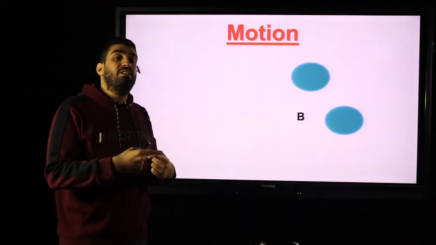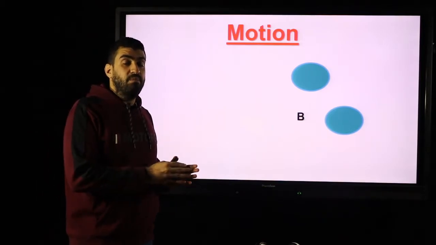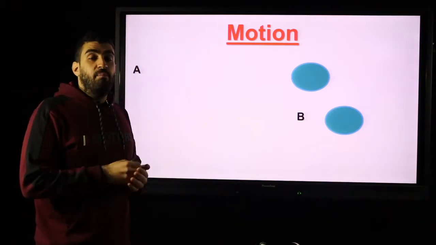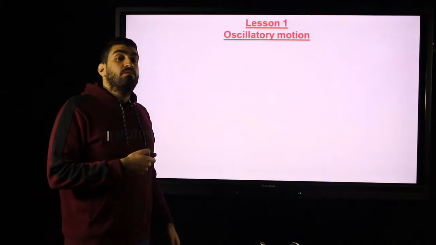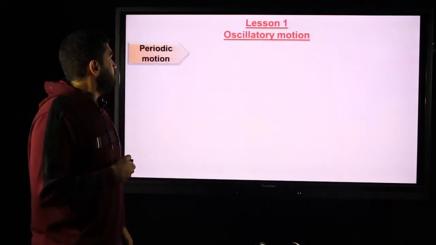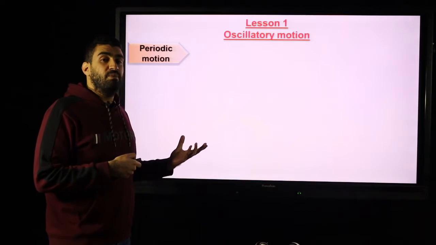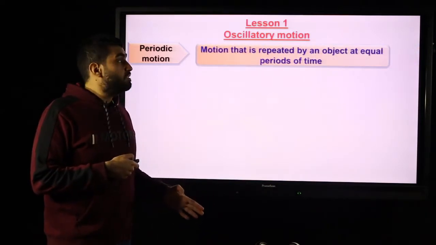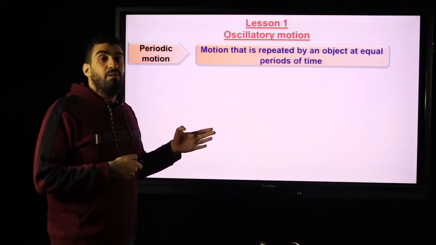The motion is repeated at equal periods of time. So it's called periodic motion. And this will be our main point, periodic motion. The first lesson talks about oscillatory motion. But first we have to know what's meant by periodic motion. Motion that is repeated by an object at equal periods of time.